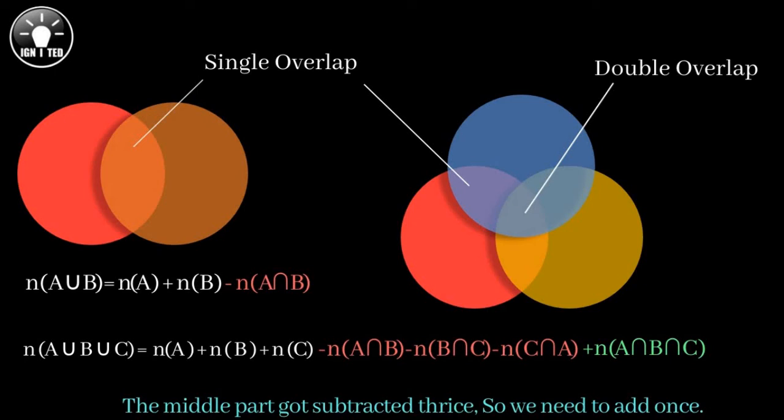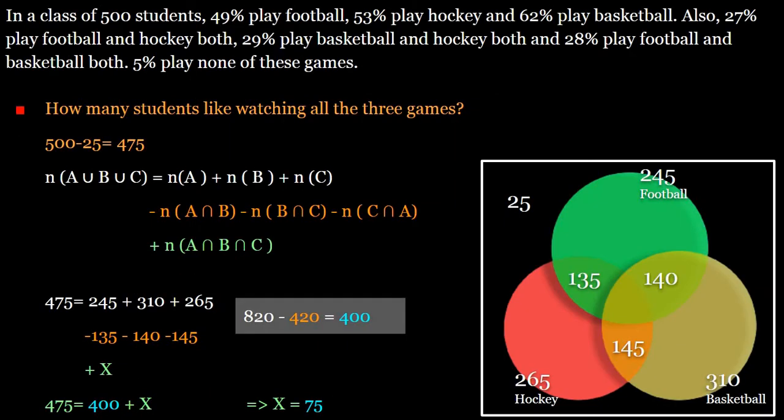Now we are going to see some questions on this. This is the main question we will focus on. Suppose there are 500 students, and 49% play football. To get 49% of 500, we just multiply 49 by 5, so we get 245. We multiply all these percentages by 5 to get the numbers. So 49%, that is 245 people, play football; 53% play hockey, that is 265 people; and 62% play basketball, that is 310.